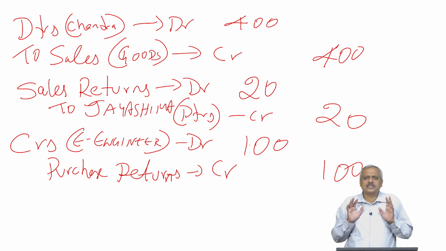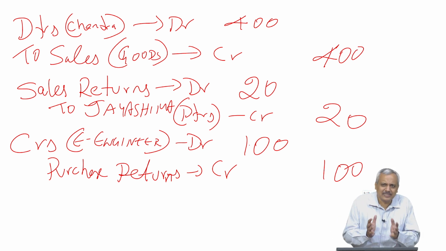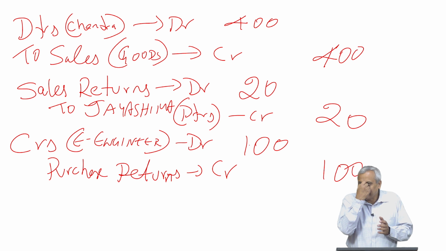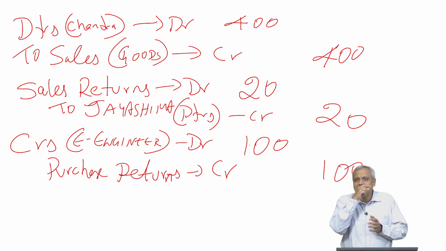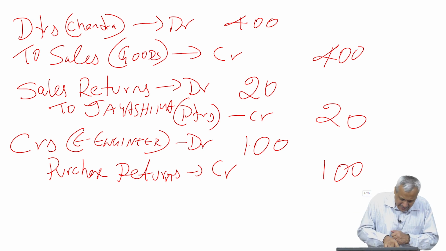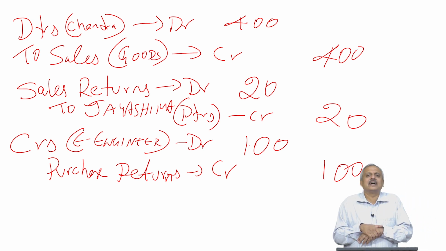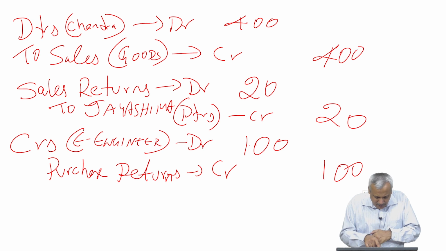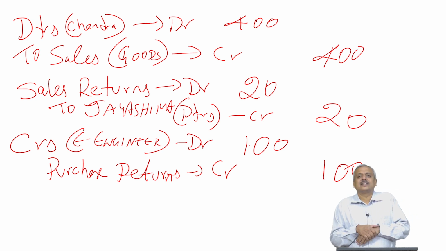Debit the receiver, credit the giver. In this particular case, who is receiving? E engineer is receiving, so he is debited. Goods are going out, purchase returns, that is $100. Okay.